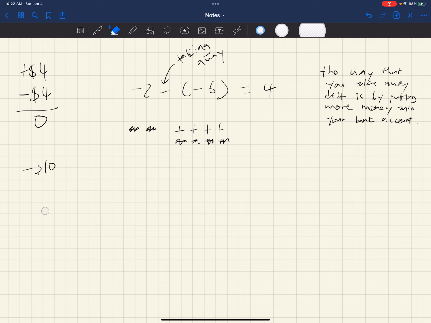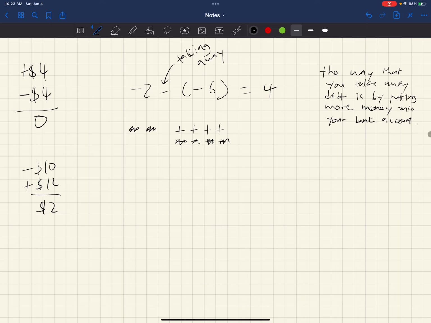Now, could you add more than what you have of your debt? Of course you can. So I can add $12 if I wanted to. So if I had $10 of debt and I added $12, then I have $2 plus, right? Not $2 of debt, but I have $2 actually in my bank account. So as you can see, taking away debt is the same thing as putting more money into your bank account.